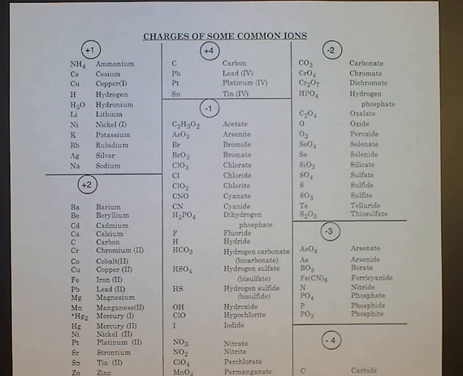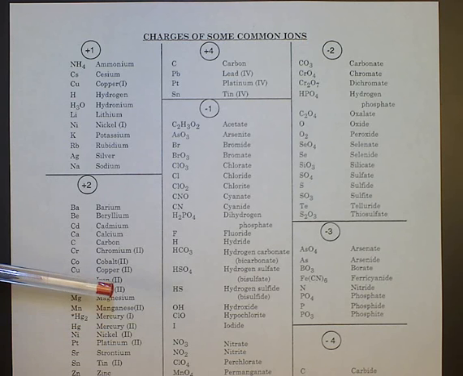Okay, so today we're going to learn how to write ionic compounds. And these are the charges of the ions that are located on the back of your periodic table sheet that either you've had for a couple months or you just picked up today.